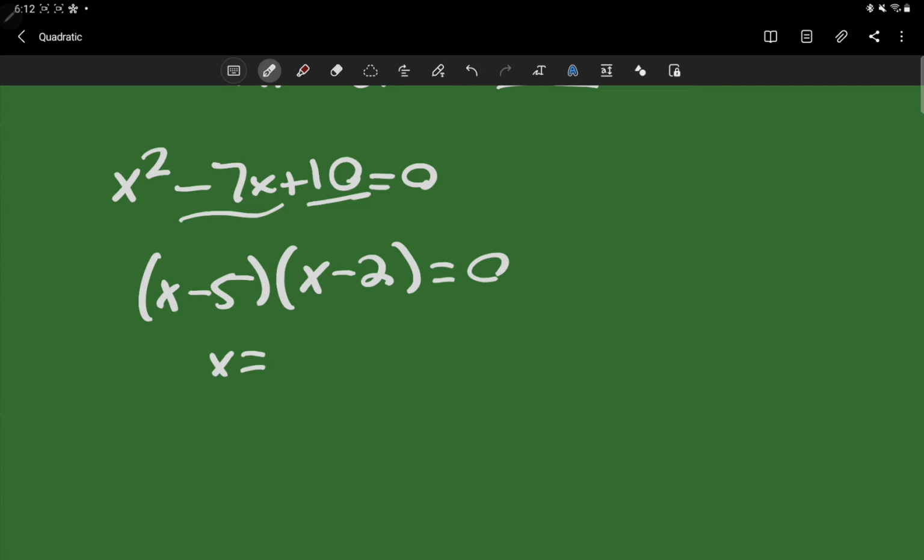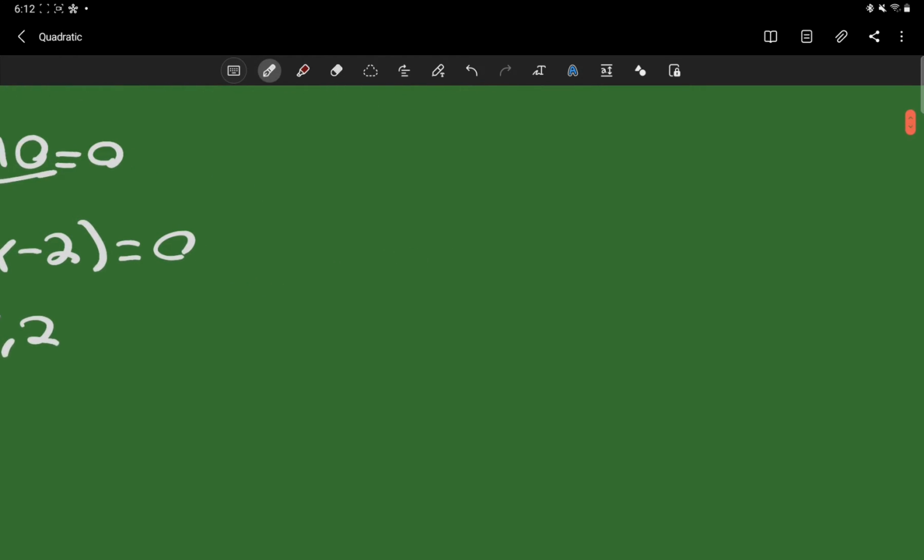Now, from this, we can tell, when is this formula going to be equal to 0? Well, if we let x equal 5, then this left portion is going to be 0. And it doesn't matter what the right is, because 0 times anything is 0. Same thing with this. If we let x equal 2, this right part will become 0. 0 times whatever is over there is always going to be 0. So we know our roots are going to be 5 and 2. That's where this parabola intersects the x-axis.